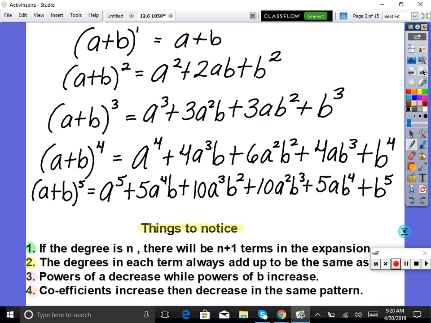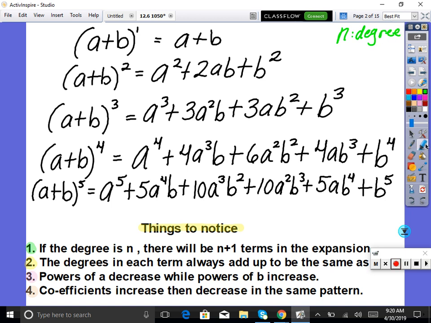Right here, all I'm showing you is some important things to notice. So focus here. A plus b to the first would multiply out to be a plus b. A plus b squared multiplies out to be this. A plus b cubed multiplies out to be this. A plus b to the fourth, that, a plus b to the fifth, and so on. I just am going to point out some key important features here. Throughout the entire lesson, if you ever see me say n, I'm talking about the degree.